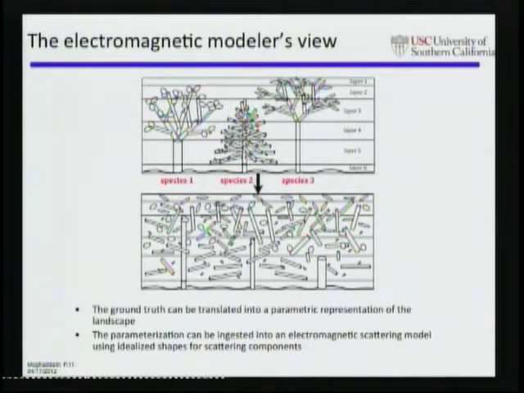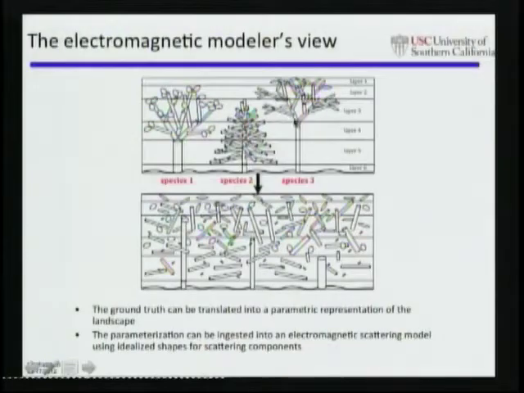Now this is the electromagnetic modeler's view of the same scene. If we want to make any sense of it, we have to break this problem down into smaller pieces. Trees become a collection of cylinders, because we know how to solve, or predict, the radar scattering from a cylinder. Once we put cylinders or other simple canonical shape objects together, we construct our full scattering scene.